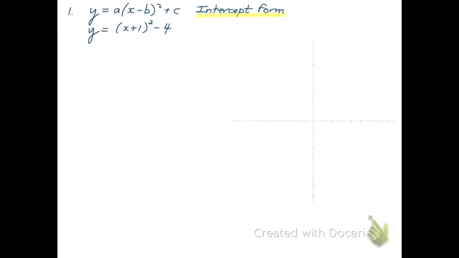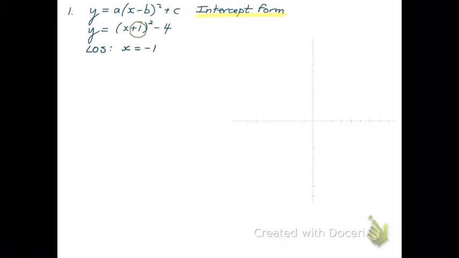Here's our example. Now the first thing we want to do is identify the line of symmetry. This is very easy to find when the quadratic is in intercept form because it is simply the opposite of whatever this number here is. In other words, the opposite of b. So the line of symmetry is simply x equals -1. We are not talking about a point, we are in fact talking about the equation of a line.